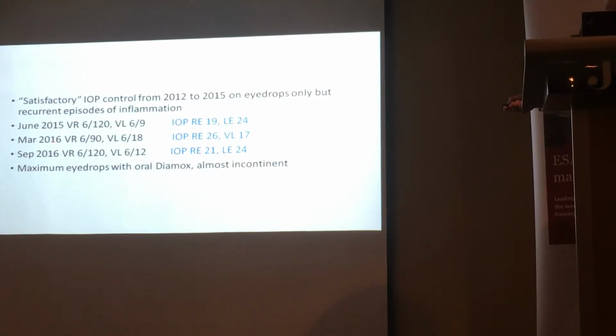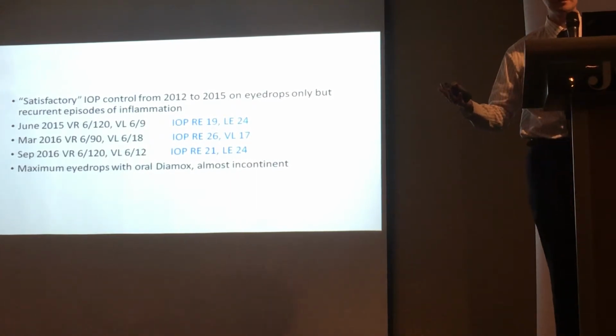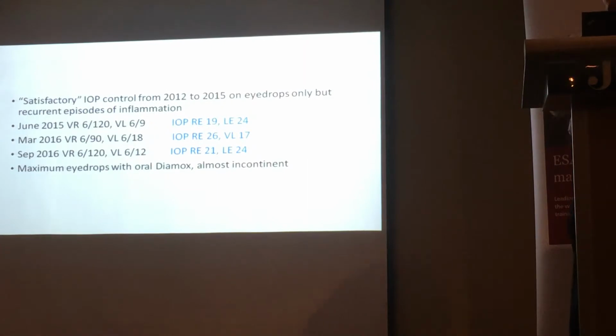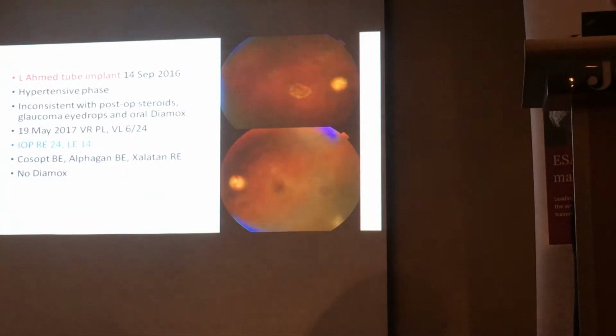A few months later, vision is about the same, or it's deteriorating even at the left, and the IOP. So all the time the IOP is low 20s, high teens through this whole time. And finally, we have him on maximum eye drops. He's on Diamox 4 times a day, and he tells me he's almost incontinent. He's a second-hand car salesman, and he finds that he just can't get to the toilet quickly enough much of the time. So this is really hampering his work and his life.